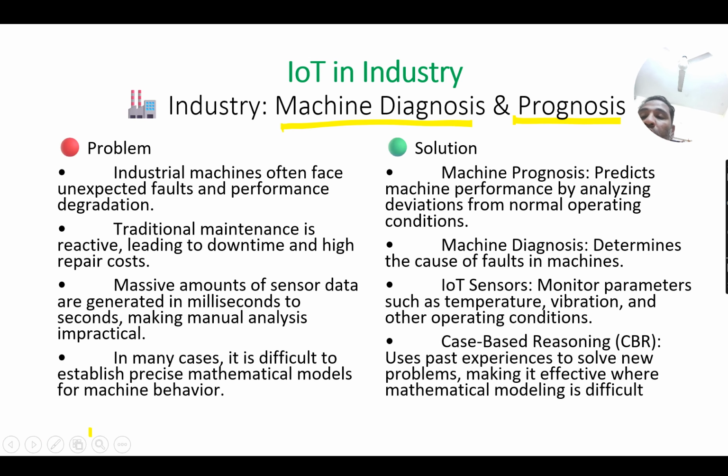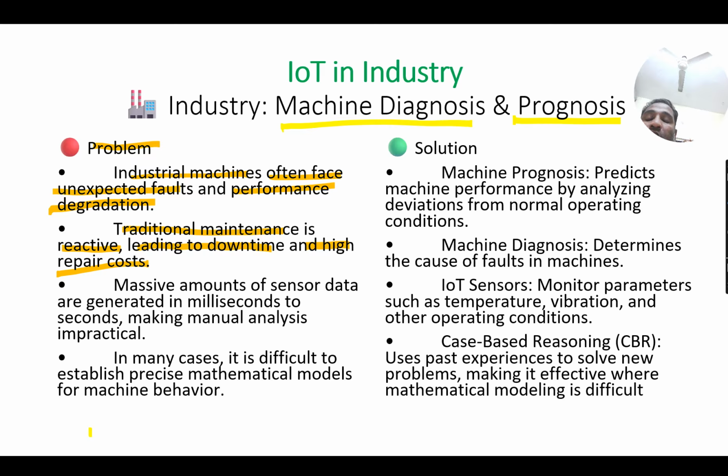Let us see the problems. Industry machines often face unexpected faults and there is a degradation in performance. This is one problem. The second problem is that traditional maintenance is reactive. Reactive in the sense that only when we observe a fault in the machine do we start repairing. Initially, we won't take any precautions. That is the reactive approach, leading to downtime and high repair cost.